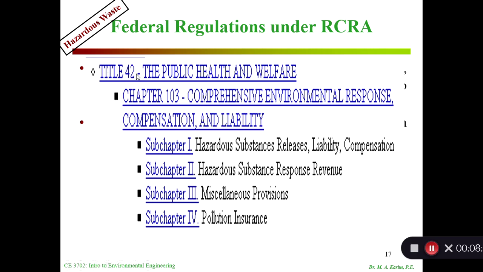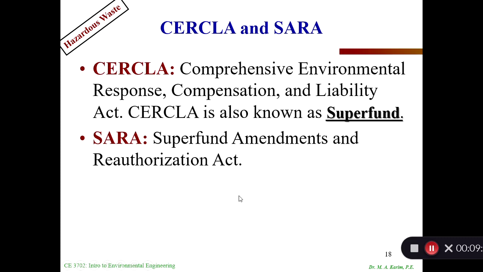It's Title 42, Public Health and the Welfare, Chapter 103, Comprehensive Environmental Response and Compensation Liability Act. Subchapter 1, Hazardous Substance Release Liability Compensations. Subchapter 2, Hazardous Substance Response Revenue. Chapter 3 is Miscellaneous Provisions, and Subchapter 4 is Pollution Insurance.